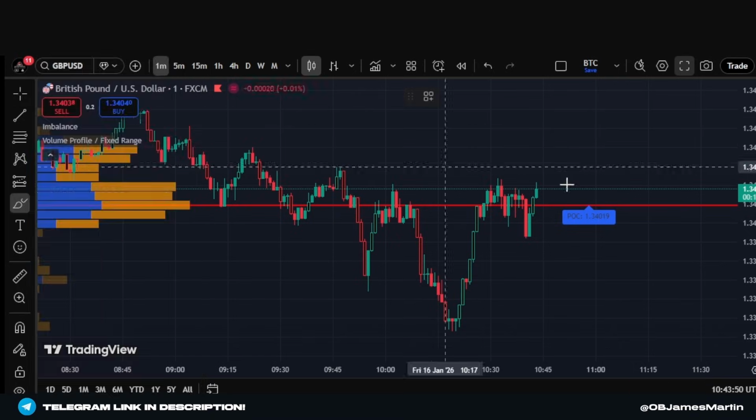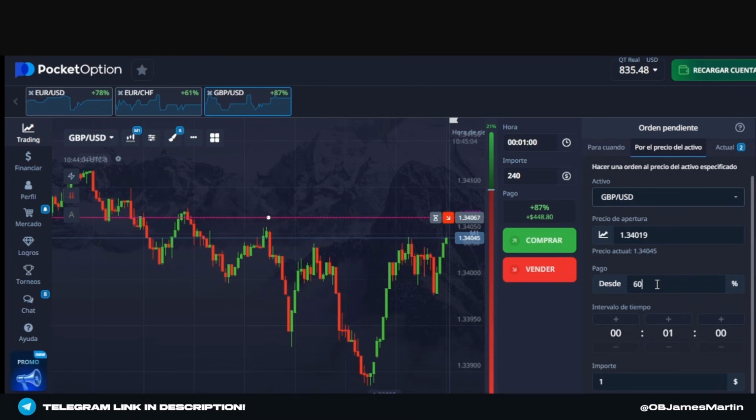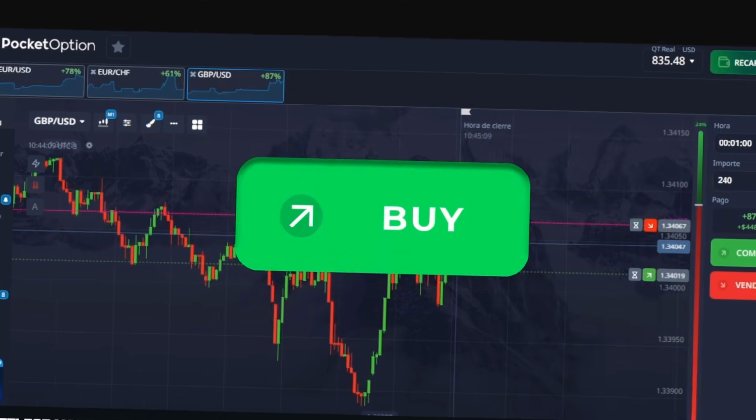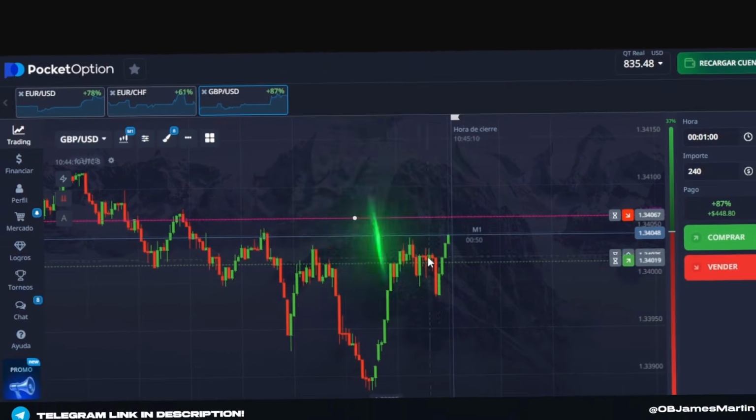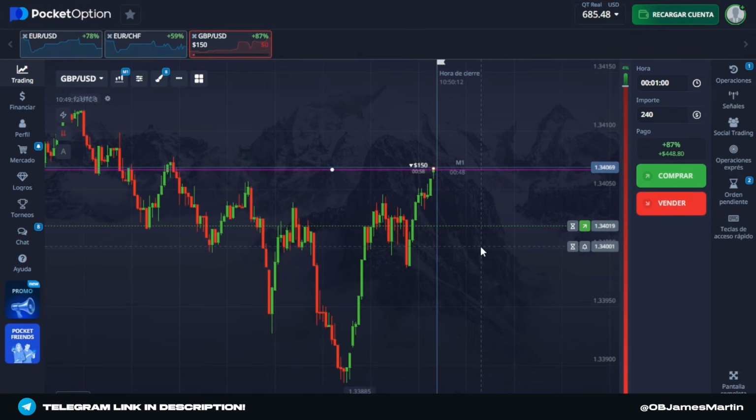Okay, entry number 2 active now, and maybe the last one, since it takes too long to materialize with the POC strategy. So buy button. Let's try this one, man. Okay, we got this. Let's try to take this one.